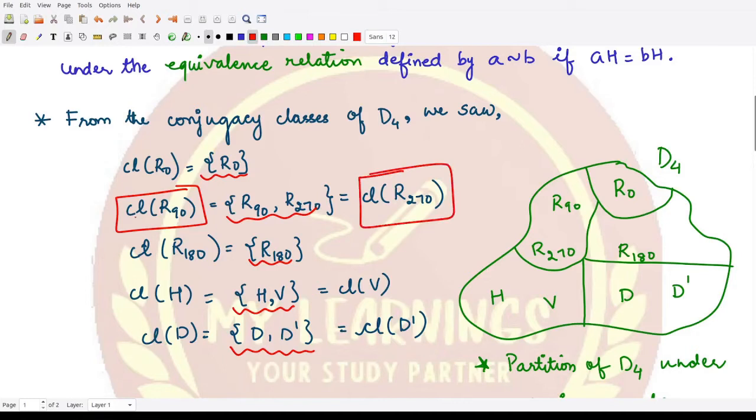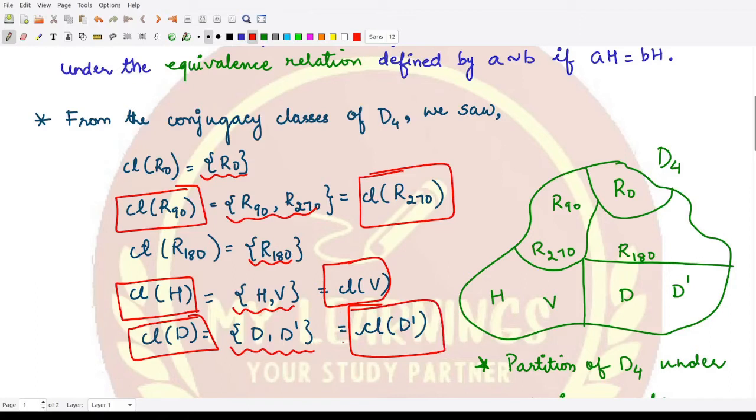For example, the conjugacy class for R90 is equivalent to the conjugacy class of R270. The conjugacy class for H is equivalent to the conjugacy class of V, and the conjugacy class of the element D is equal to the conjugacy class for the element D dash, right?